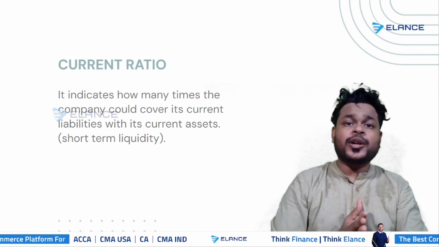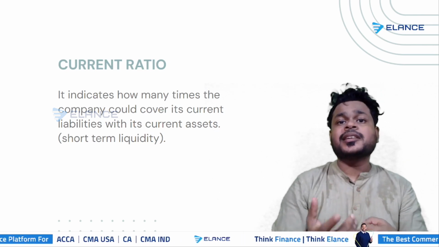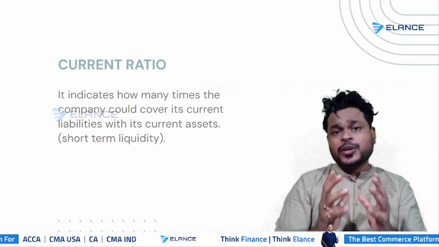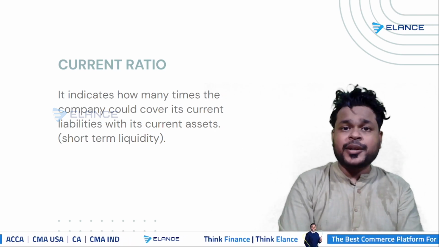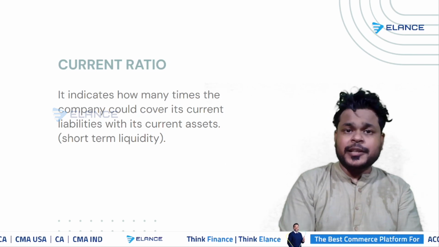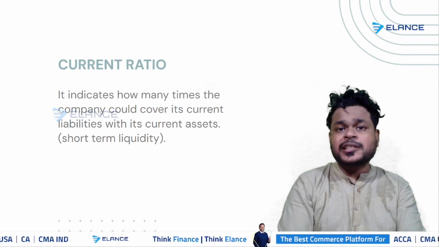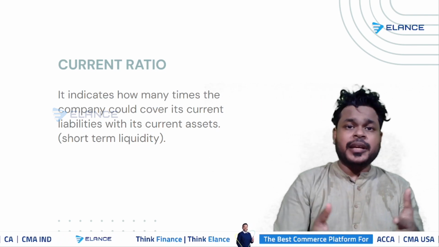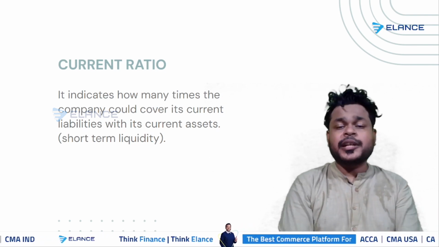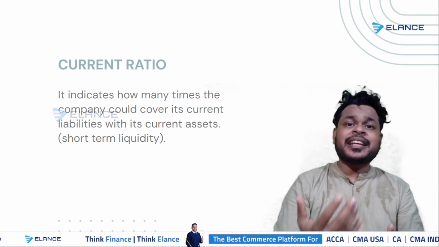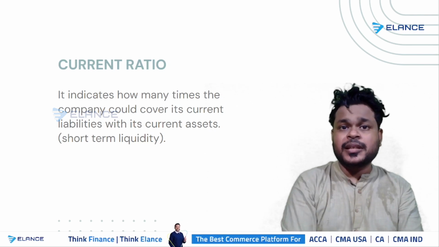Situations whereby your closing inventory is the highest element in your current assets. If closing inventory is the highest element in your current assets, it means that your company was not able to make sales properly for the inventory that the company had produced. It was not able to sell all of its inventory. That's why your closing inventory increased, which is an inefficiency.